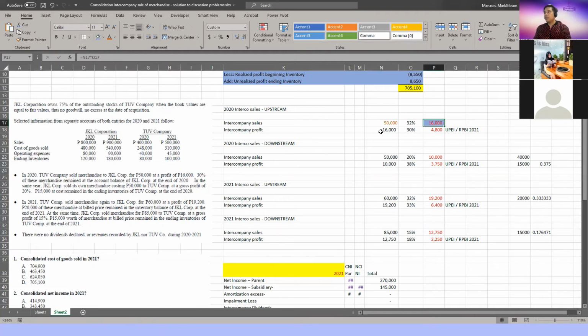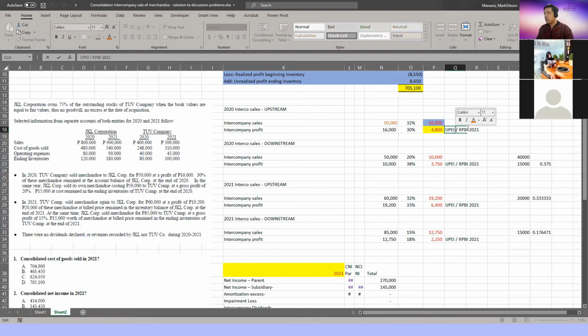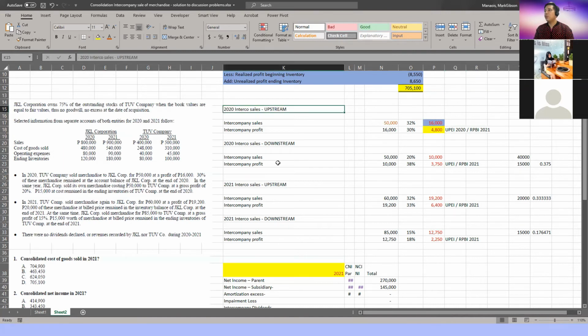Now, intercompany profit of 16,000, magkano ba yung natira pa? Sabi dyan, 30% of the merchandise remained at the account balance of JKL Corporation at the end of 2020. So 16,000 multiplied by 30%, that's 4,800. Again, this is your unrealized profit ending inventory 2020. Lagay ko dyan. And also, this is your realized profit beginning inventory 2021. Okay? Also, in 2020, meron din tayong downstream sales. No?